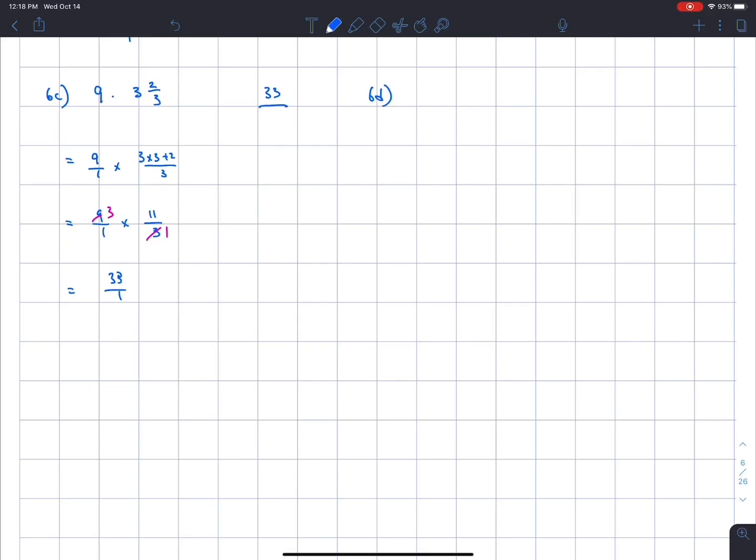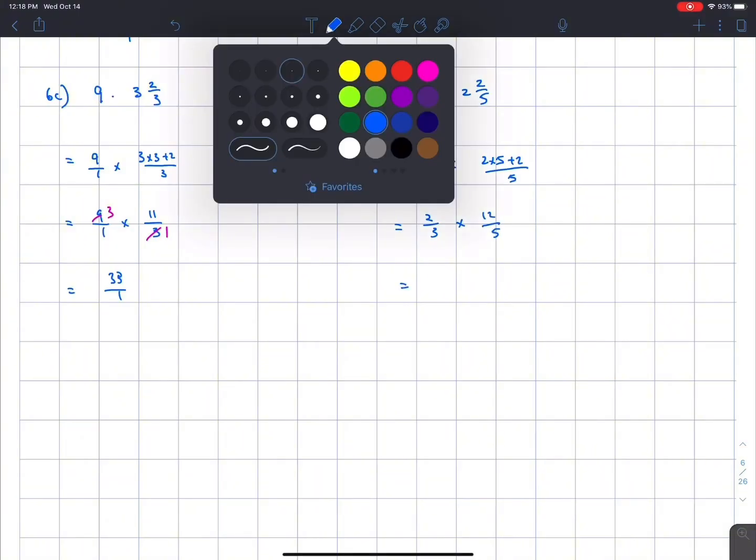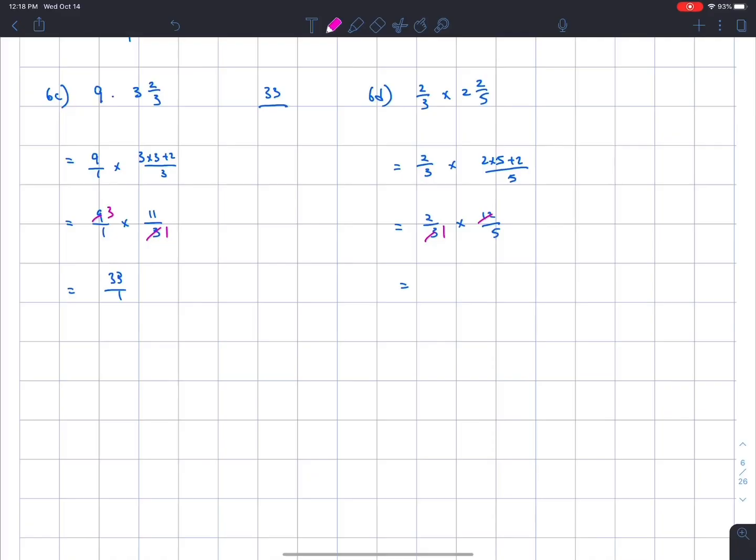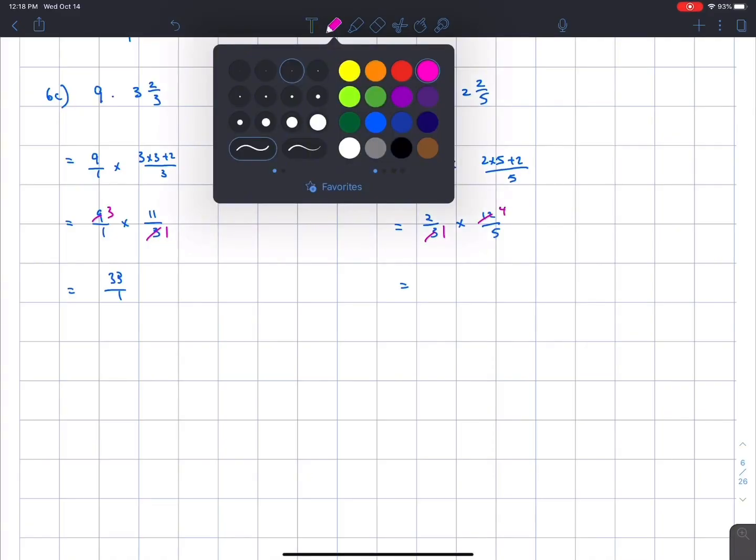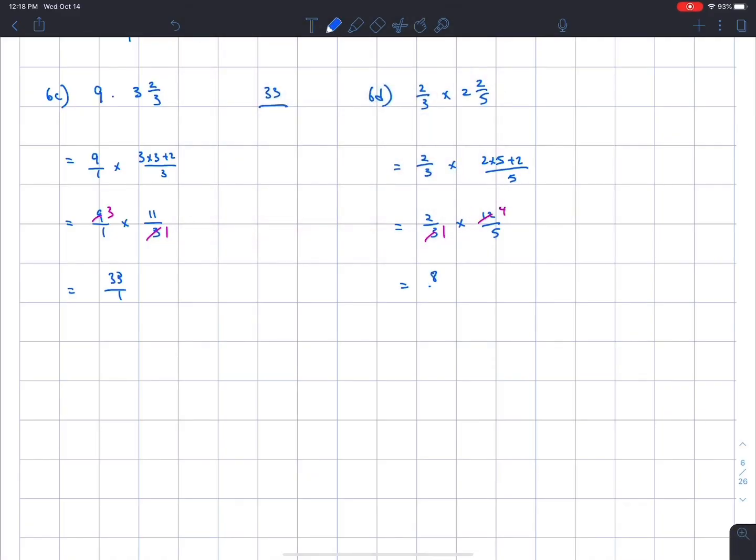6d, 2 over 3 times 2 and 2 over 5. This is 2 over 3 times 2 times 5 plus 2 over 5, just changing it into an improper fraction. 2 times 5 is 10, 10 plus 2 is 12. We simplify before we multiply, divide this by 3 to get 1, divide this by 3 to get 4. 4 times 2 is 8, we get 8 over 5.